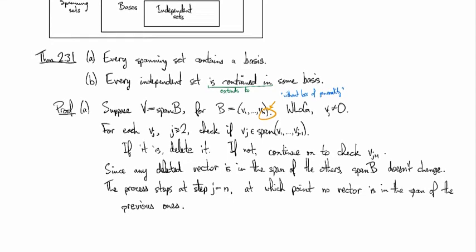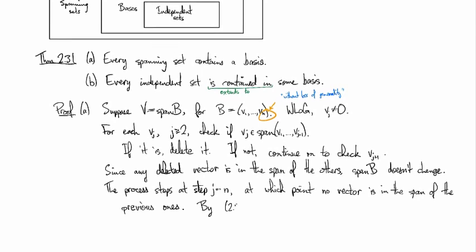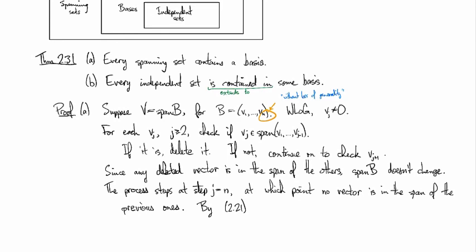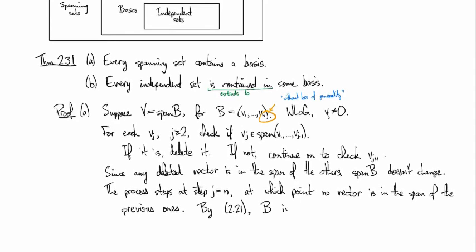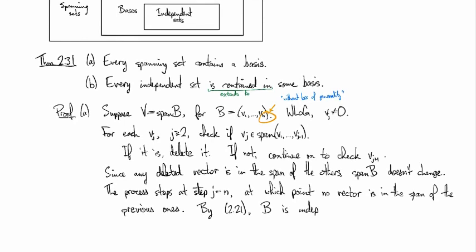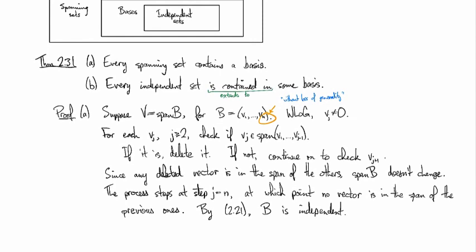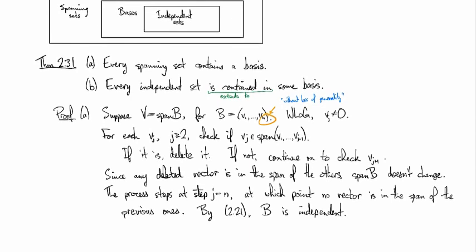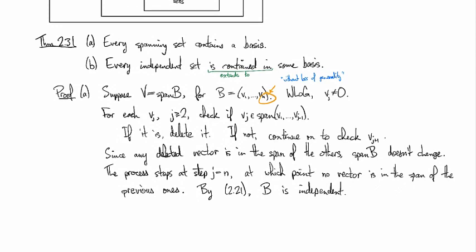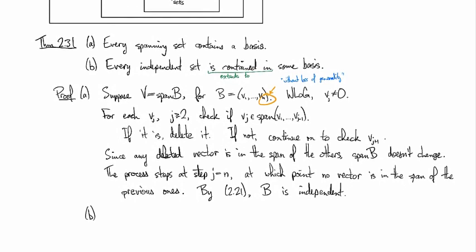Okay, so then by the linear dependence lemma, which is number 221, the resulting list B is independent. And since we already saw that the span of B is going to be equal to V throughout the entire process, that means we have a basis and we're done. Okay, so the other one is, what if we start with an independent set?